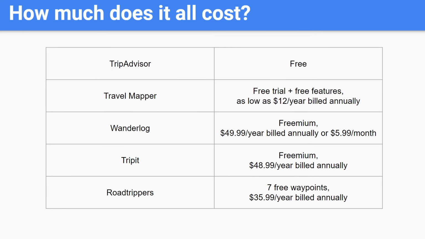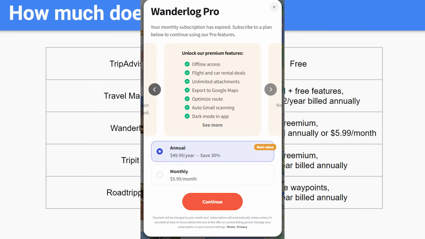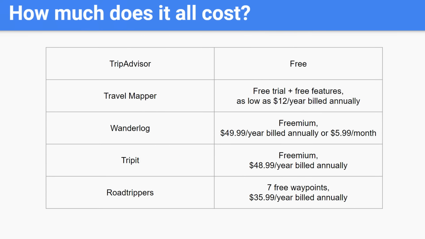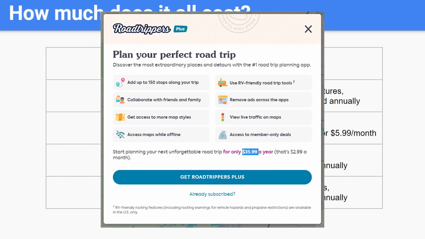Wanderlog operates a freemium app. The premium version is the most expensive and will set you back $49.99 per year. These are the premium features that come with the app. Tripit is free except for the live updates and navigation assistance and costs $48.99 per year. Finally, Roadtrippers is free up to 7 waypoints in your itinerary, and for everything else listed here, it is $35.99 per year.